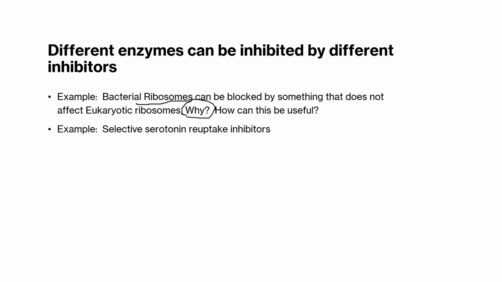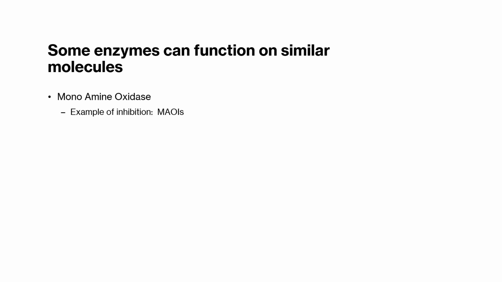Now, another example of how we can change how these react is by having something like a selective serotonin reuptake inhibitor. So we can have a molecule that binds to something like a serotonin, which is a neurotransmitter, binding site, causing it not to be allowed to be brought in. There's more to the SSRIs, which you'll learn in pharm eventually.